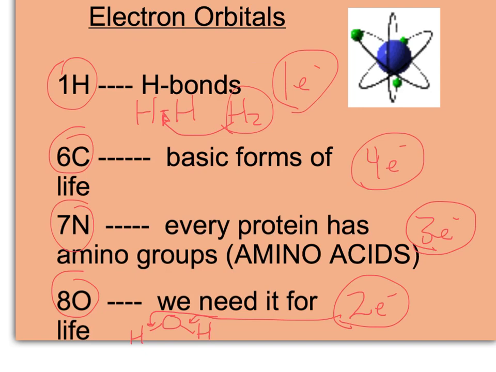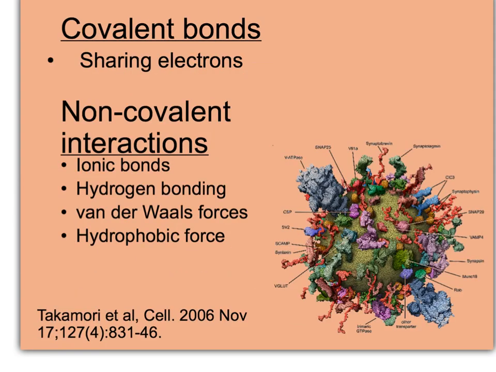Similarly, nitrogen will use 3 electrons from other atoms, and carbon uses 4. So the 2 things that we really need to understand are covalent bonds. And what are covalent bonds? Covalent bonds share electrons versus non-covalent bonds. Non-covalent bonds do weird things. So each of them does something a little bit different, some with electrons, some not with electrons.